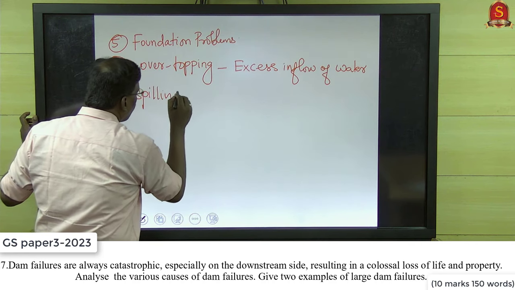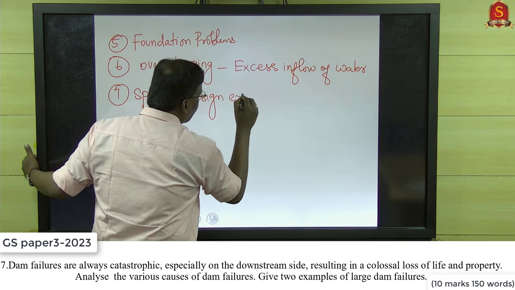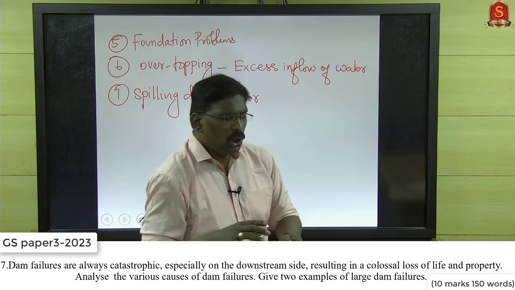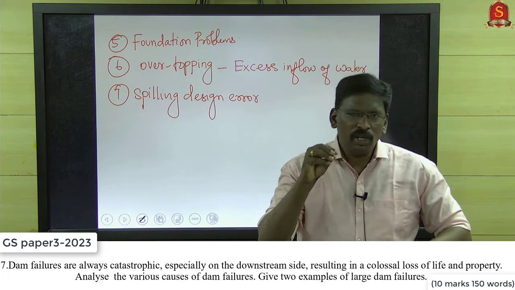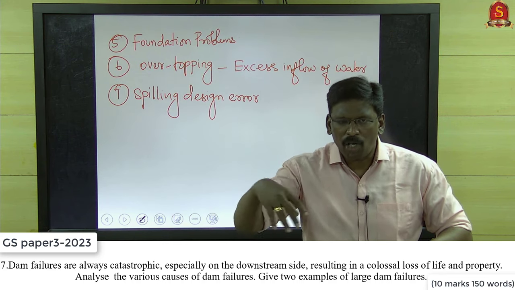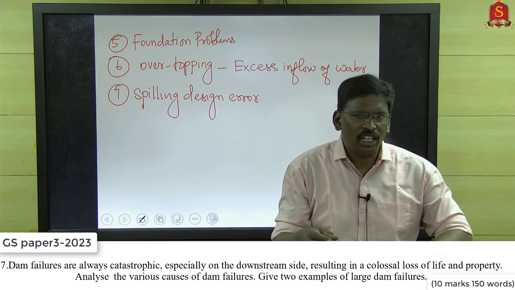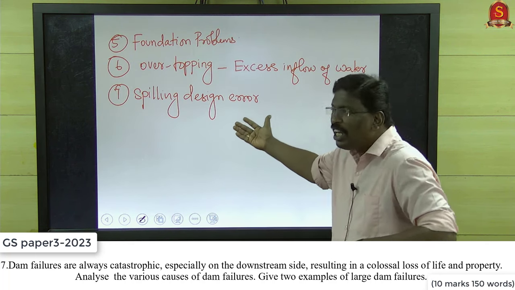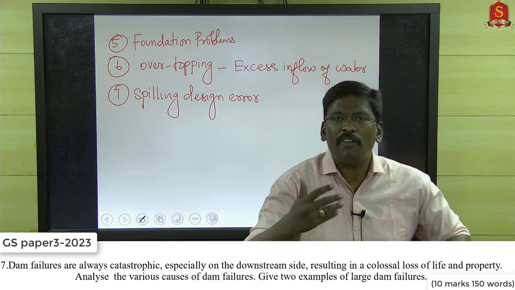Spillway design error. Usually in a dam, the water inflow would happen. When the water is continuously flowing into the dam, the excessive water should be sent out of the dam, or opened out for irrigation and other agricultural purposes. In some dams, the spillway design would be faulty. The water would not be spilled out of the dam in a proper way.